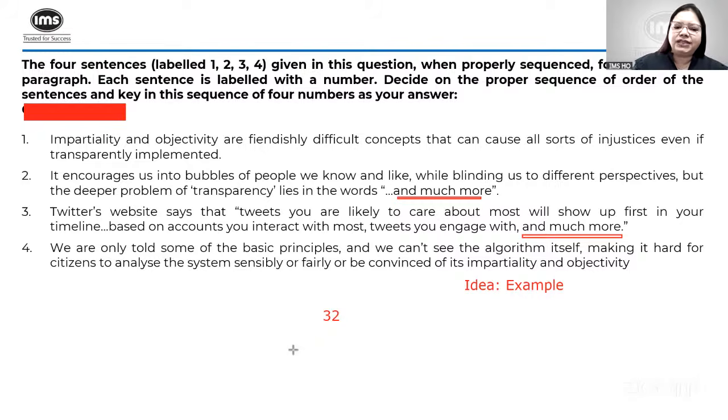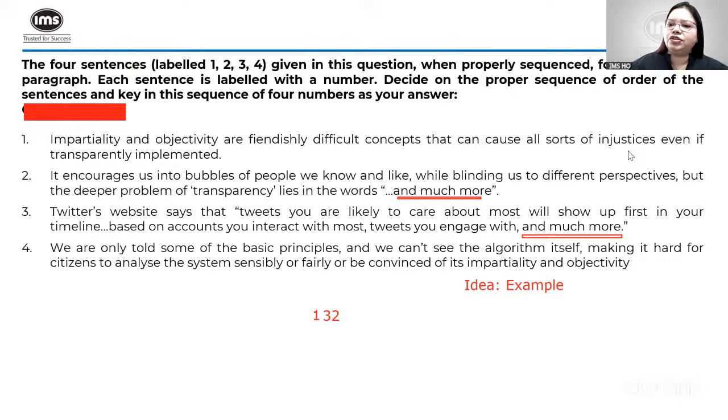Now, do I want to start with 3? No, because the rule says that I cannot start with an example. Which means the idea in sentence 1, which is a very broad opening sentence, "impartiality and objectivity are extremely fiendishly difficult concepts." A fiend is a devil-like thing, right? A devil, a person who is devilish, etc. However, when it's used in places like this, it simply means it's an extremely complicated, very difficult to understand concept, fiendishly difficult, right? So impartiality and objectivity are not transparent.